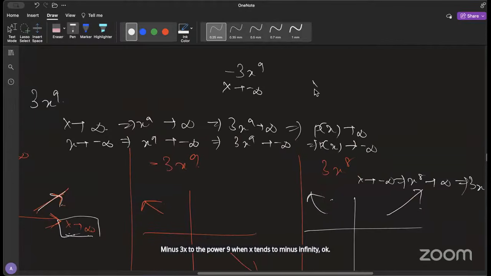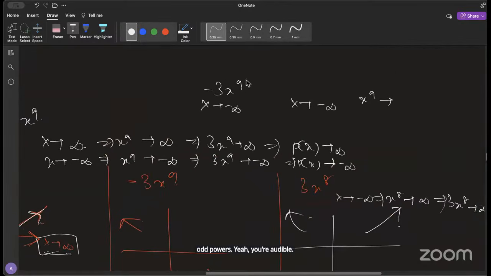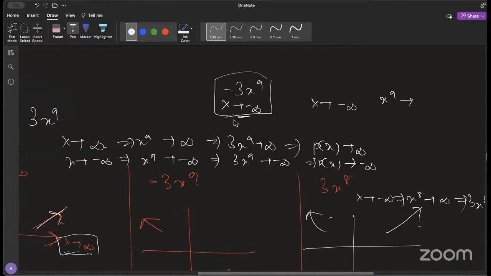Okay. When x tends to minus infinity, Hello, ma'am, you are odd audible? powers. Yeah, you're audible. This is your doubt, right? Is this your doubt? Hello, ma'am. Yeah. Am I audible? Your voice is not coming. Yes, ma'am, you are audible. Okay, then there's something wrong on your end.